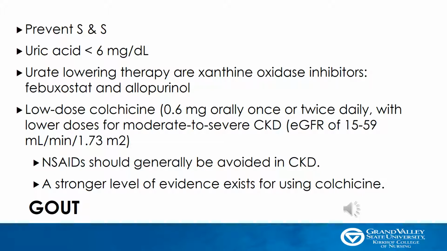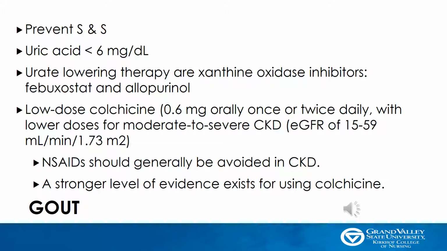So there are no hard and fast rules on what your uric acid level should be, mainly because every lab probably has a different level of normal. The recommended serum uric acid level should be low enough to effectively improve and maintain signs and symptoms of gout. And for most people, that's less than 6 milligrams per deciliter.